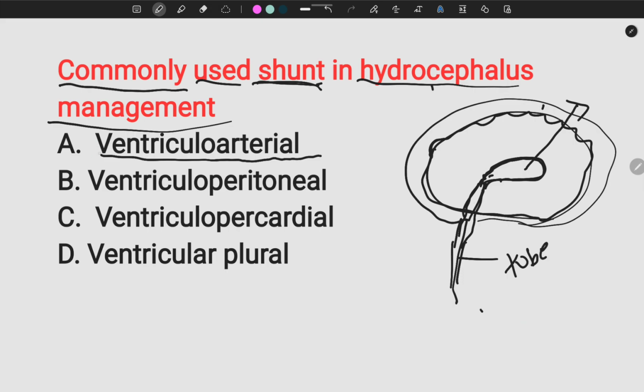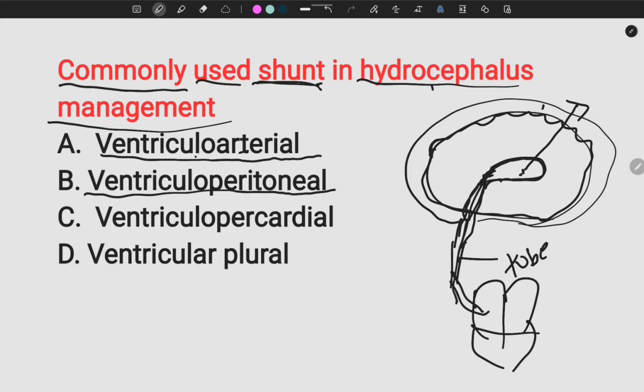The first option is ventriculoatrial. The ventricle is in the brain and the atrium is present in the heart, so this is called a ventriculoatrial shunt. The next one is ventriculoperitoneal. In the same way, this shunt, or tube, comes from the ventricles of the brain and is connected to the peritoneum. The peritoneum is present in the abdomen. So this is option B.